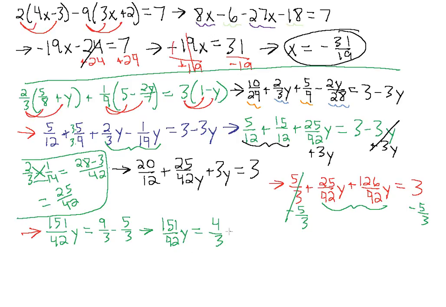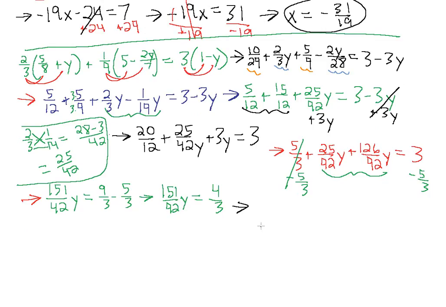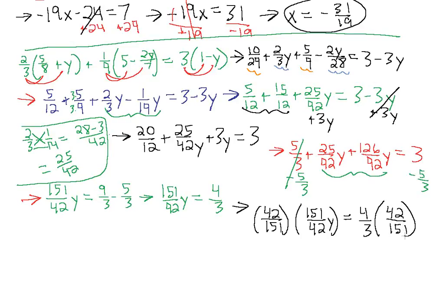And we have one step left. To isolate our y from our rational number, we simply multiply by the reciprocal. The reciprocal of 151 over 42 is 42 over 151 times 151 over 42y. We have, on the other side, 4/3. We're multiplying by the same reciprocal. We're doing the same thing on the other side. 42 over 151. This fraction cancels with this fraction. We're left with just y on the left side.